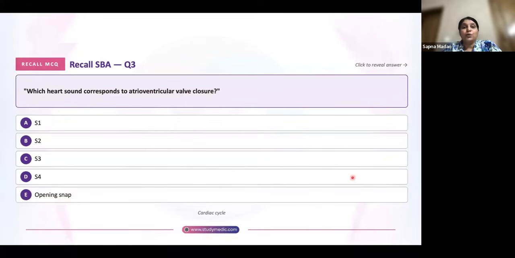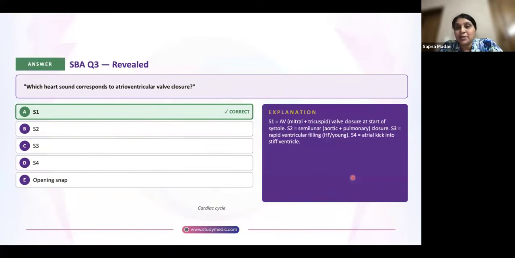Which heart sound corresponds to atrioventricular valve closure? So mitral valve and tricuspid valve, when they close, what is the sound that they produce? S1, S2, S3, S4, or is it an opening snap? So it is S1. Okay, and S1 is marking the beginning of the systole. This is when the AV valves, the mitral and the tricuspid, will close at the start of systole.